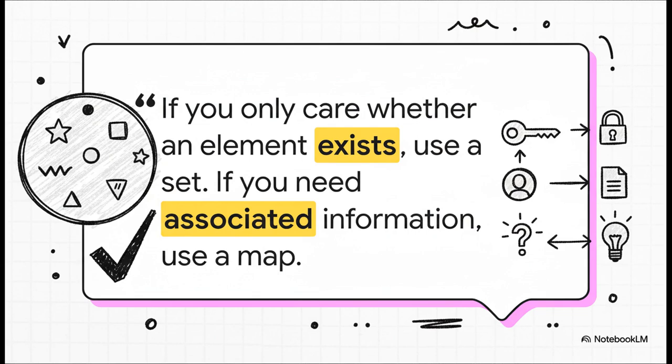If your only question is, hey, is this thing in my collection? Then you want a set. But if you need to store information about that thing, like a user's ID that points to all their profile information, then you absolutely need a map.